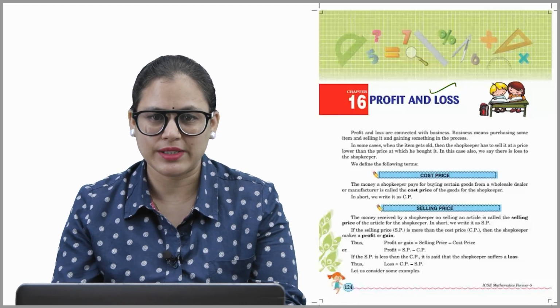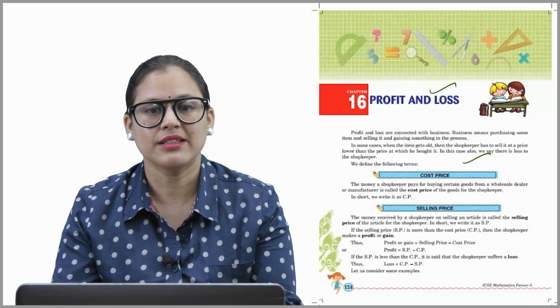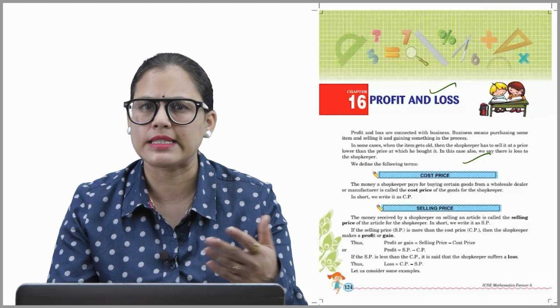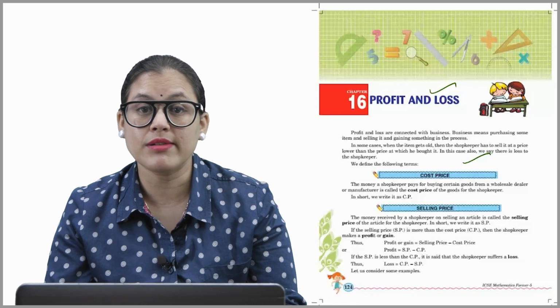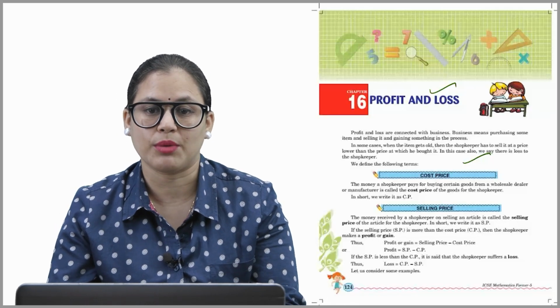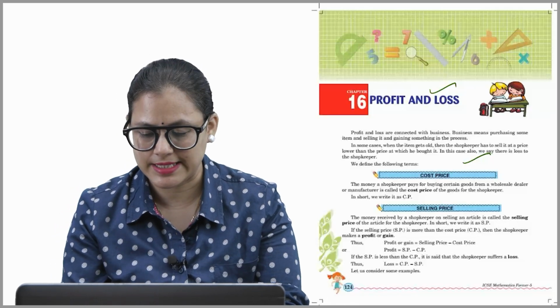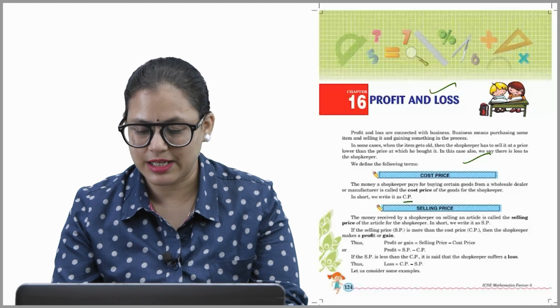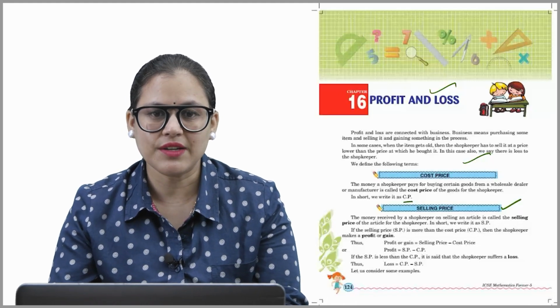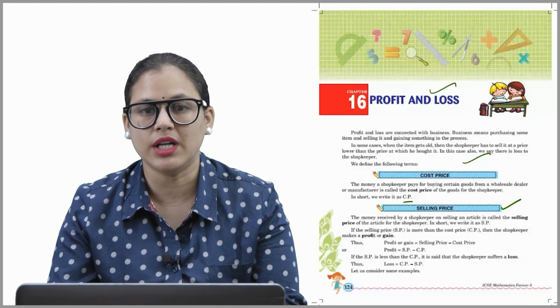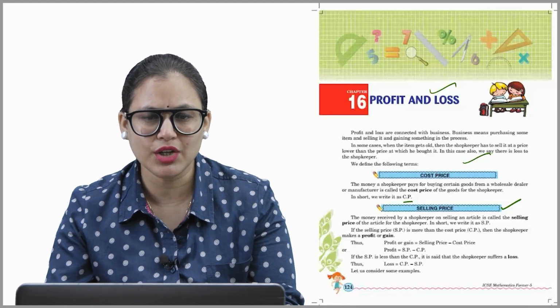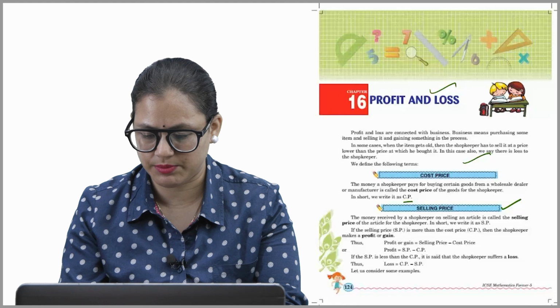So we define the following terms. Cost price: the money a shopkeeper pays for buying certain goods from a wholesale dealer or manufacturer is called the cost price of the goods for the shopkeeper. In short, we write it as CP. Next, selling price. The money received by a shopkeeper on selling an article is called the selling price of the article for the shopkeeper. In short, we write it as SP.